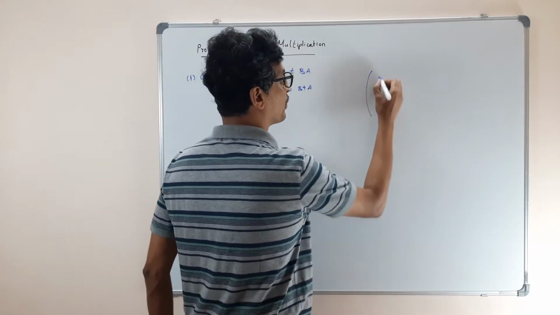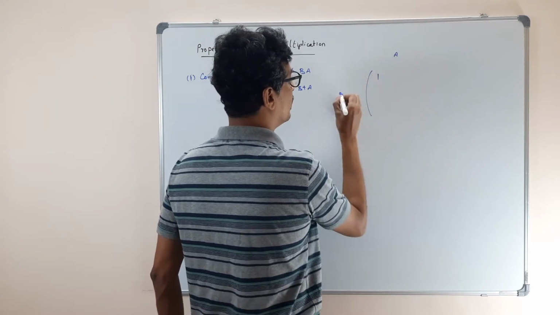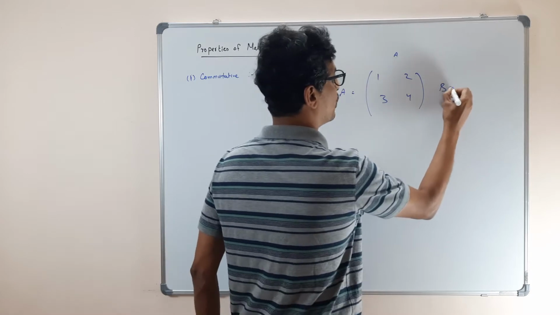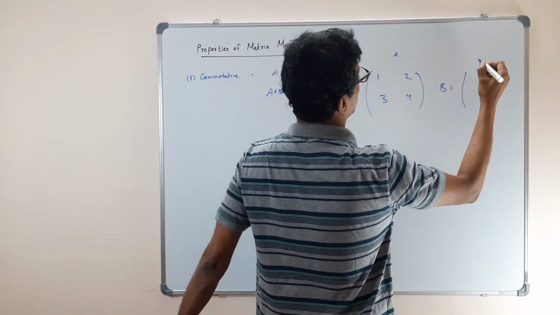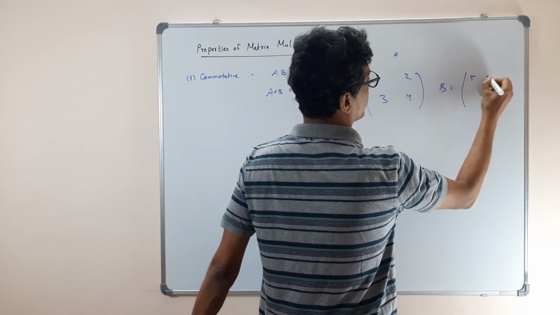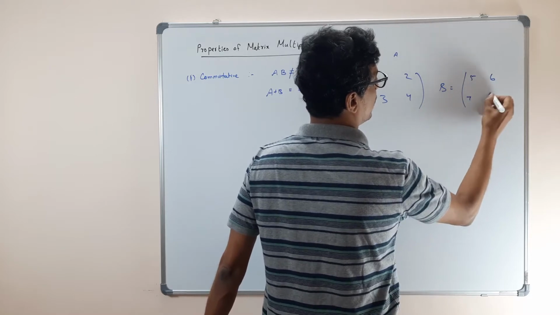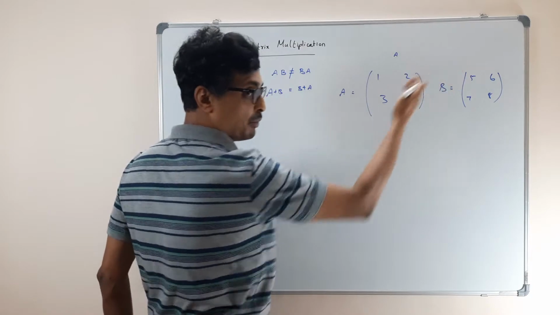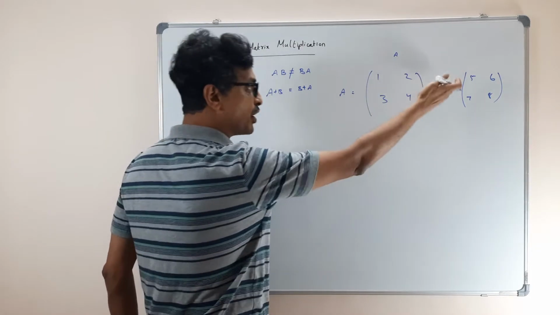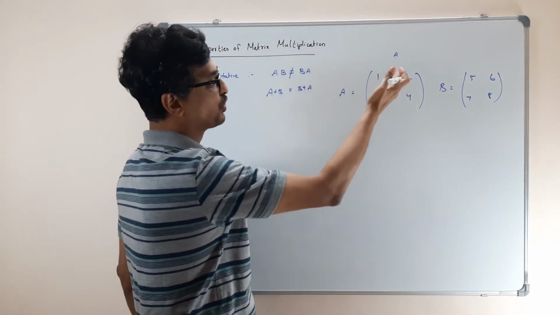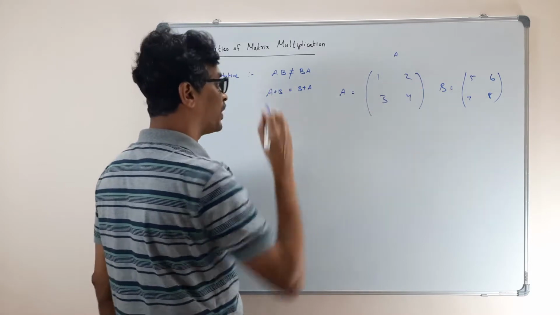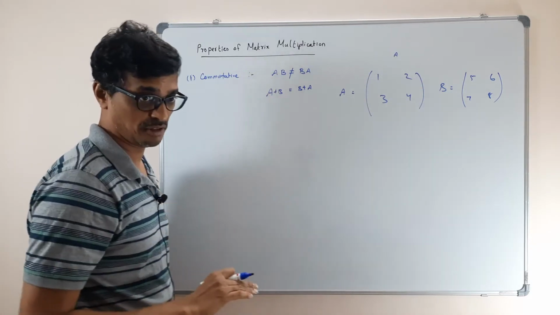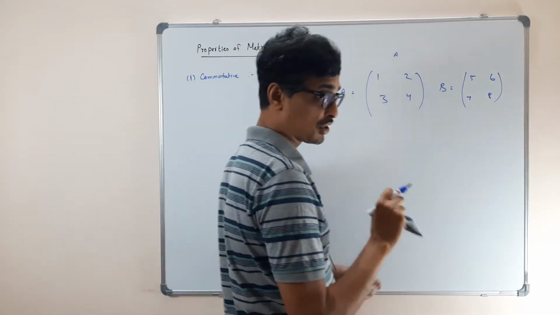I take any two matrices. Let A be equal to 1, 2, 3, 4 and B be equal to 5, 6, 7, 8. A plus B, you add element by element, so either you do A plus B or B plus A, it's going to be the same. So addition of matrices is commutative, whereas multiplication is not commutative.